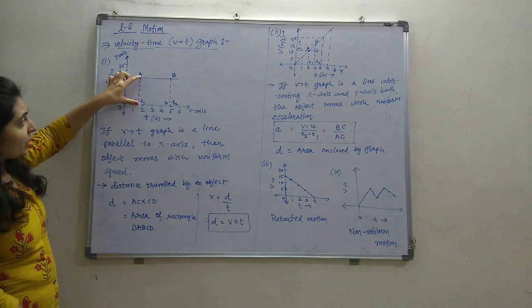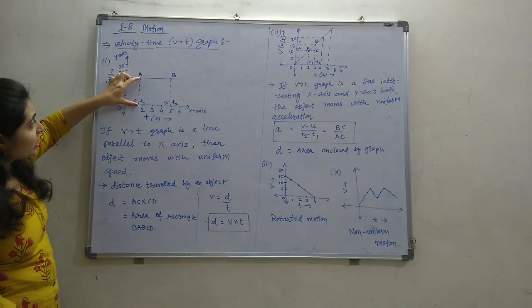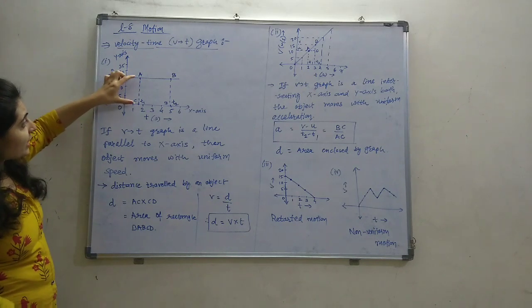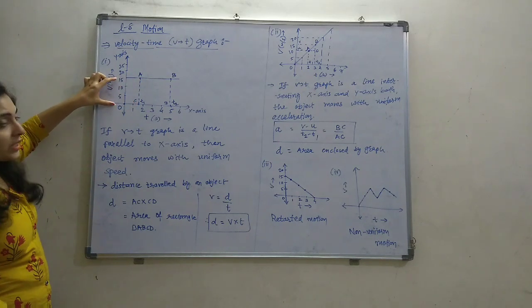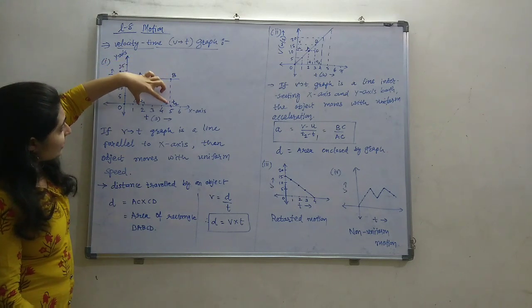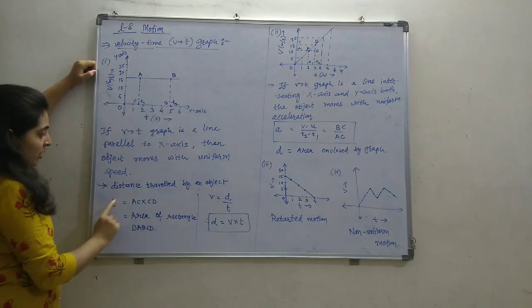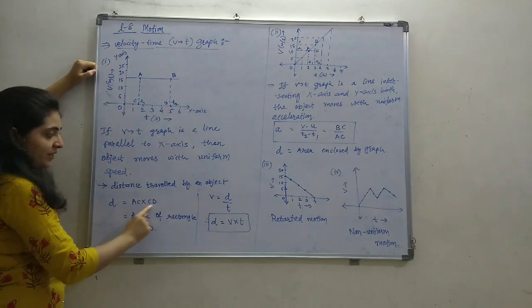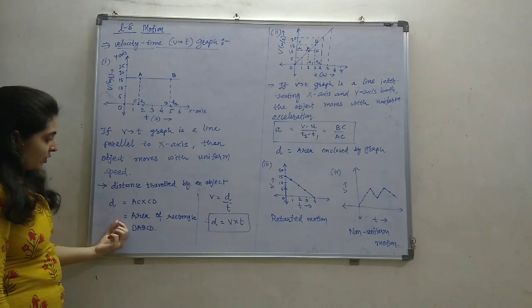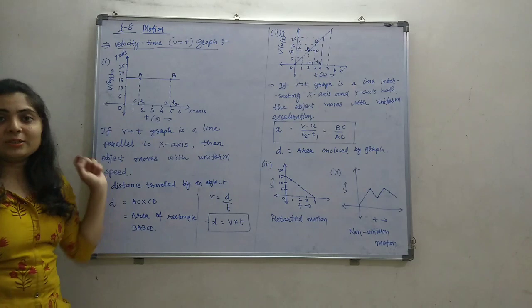For this, we get the velocity from the y-axis. So this point gives the velocity. That means from AC we are getting the velocity, and time we get from the x-axis. So CD will be the time. So simply, distance is equal to AC into CD, which is nothing but the area of rectangle ABCD.